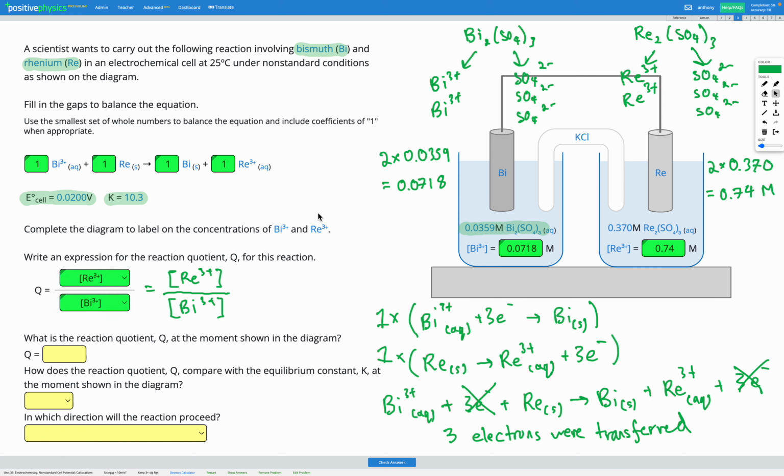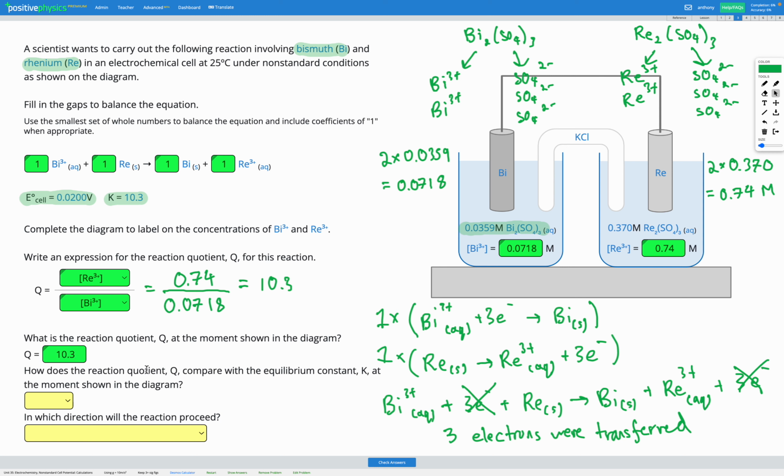Awesome. So now we can go ahead and put in our values for our concentrations to figure out what Q is at the moment shown in the diagram. So the concentration of rhenium 3 plus we calculated was 0.74. The concentration of bismuth 3 plus we calculated as 0.0718. So if we put them into our calculator, we get a value for Q of 10.3. So we can go ahead and fill that in here. For Q, we got 10.3.